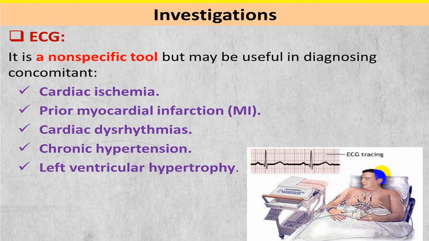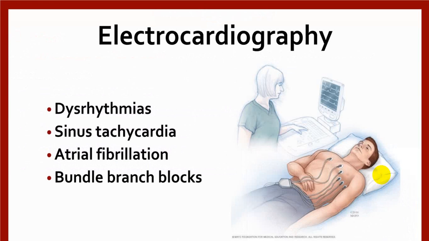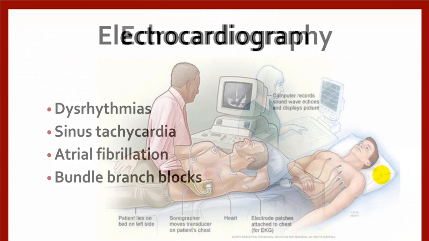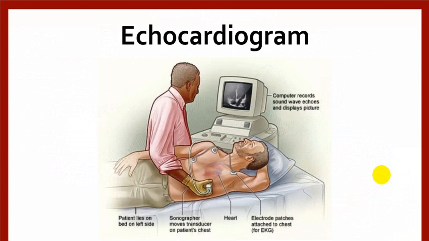So this is the ECG investigation, which gives you an idea regarding ischemia, previous myocardial infarction, recent infarct, cardiac arrhythmias, ventricular hypertrophies, etc. So dysrhythmia, tachycardia, atrial flutter, fibrillation, bundle branch block, all give you a good idea.